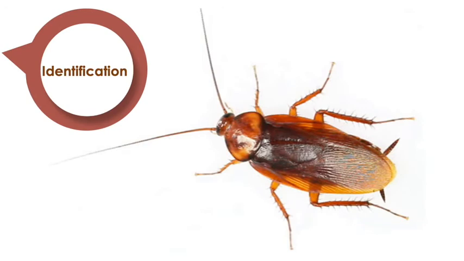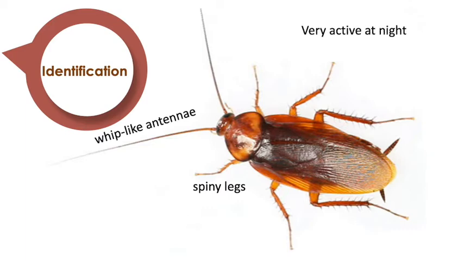Let's talk about identification. Adult house-infesting cockroaches are medium to large insects, maybe 1.5 or 2 inches long depending upon the species, that vary in color from light reddish brown to black. They have a broad, flattened shape, spiny legs, and long whip-like antennae. Roaches are active at night and will scatter quickly when disturbed by light. Immature stages, usually called nymphs, resemble adults but are smaller and have undeveloped wings.